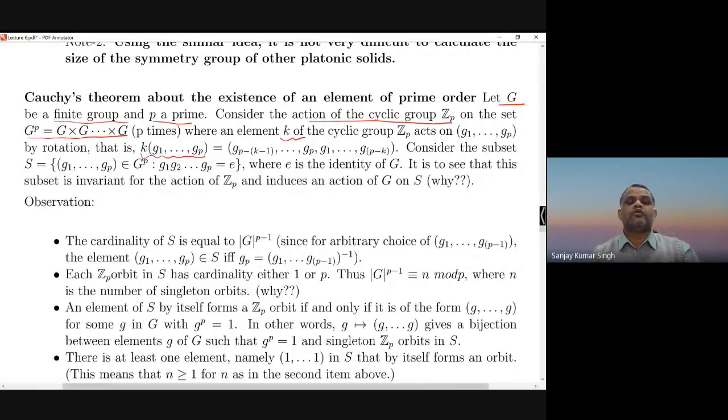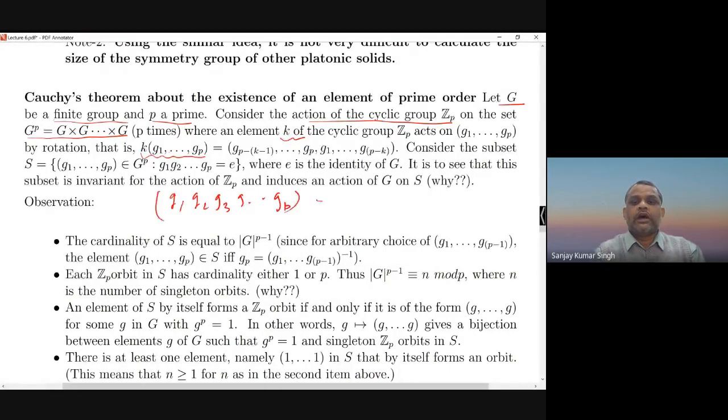So what I am going to do is just make a cyclic shift. Suppose k is 1, then what will I do? I will shift g1 in place of g2 and g2 in place of g3, and gp will come back in place of g1. So I am just making a cyclic shift. And if I take k equal to 2, then suppose you have this.